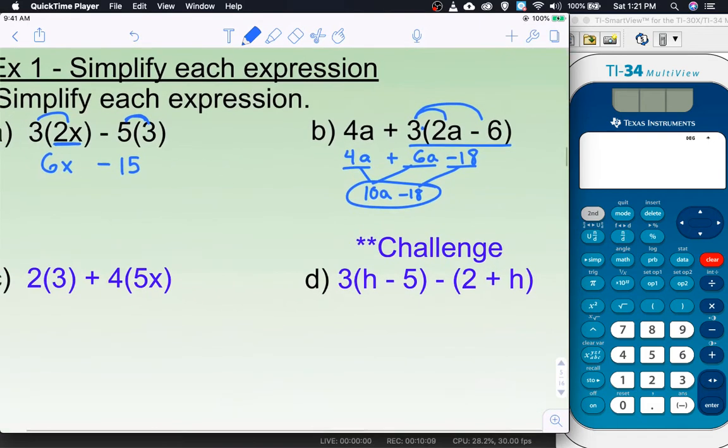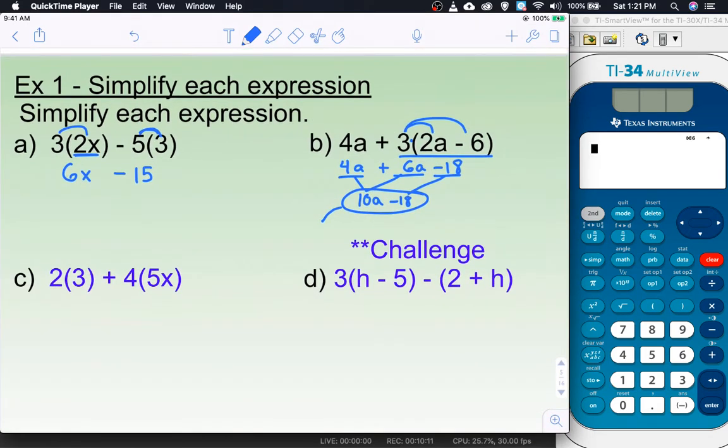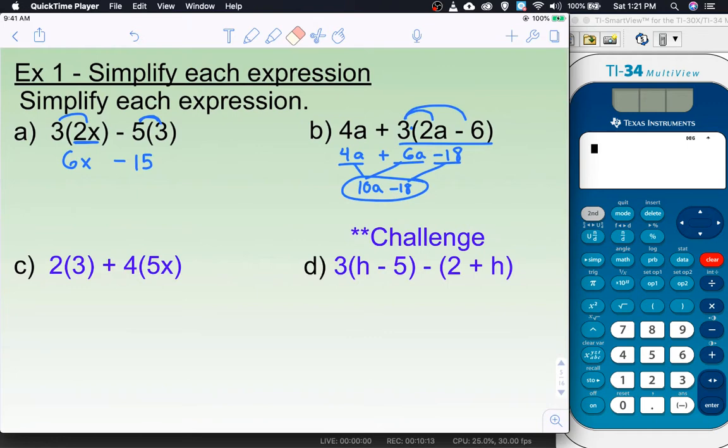All right, so you can see now all the problems there. So we did the first two together. I would like you to pause the video and try the next two on your own. You'll see I have letter D labeled as a challenge. There's a little trick in there. See if you can do them both. When you're ready, hit play, and we'll go through both of those together.